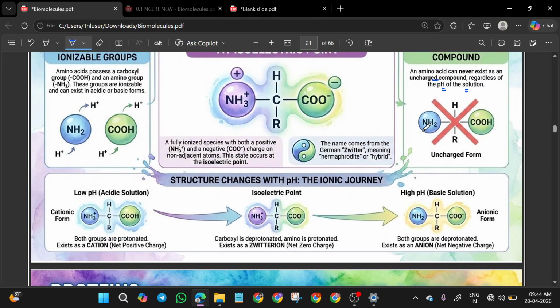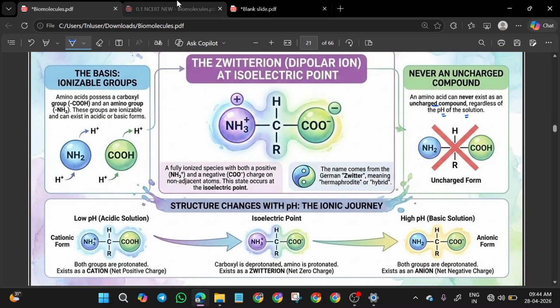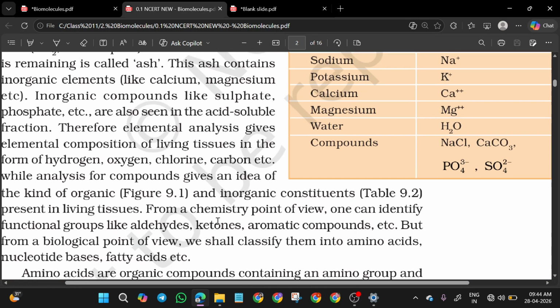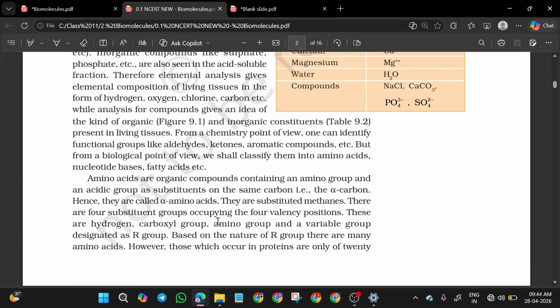So next, first we will go through till this in NCERT. So this is regarding amino acids. It is nothing big. This is given below, you can see. So amino acids are organic compounds containing amino group and acidic group as substituents on the same carbon.